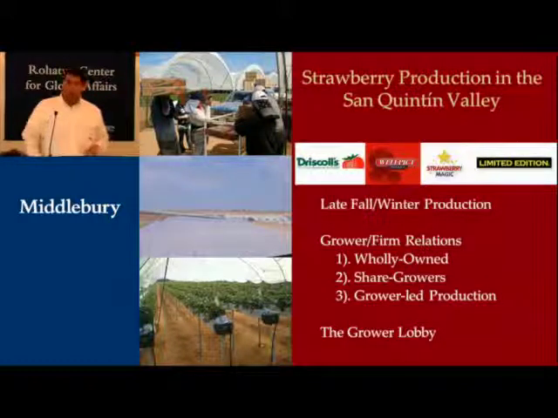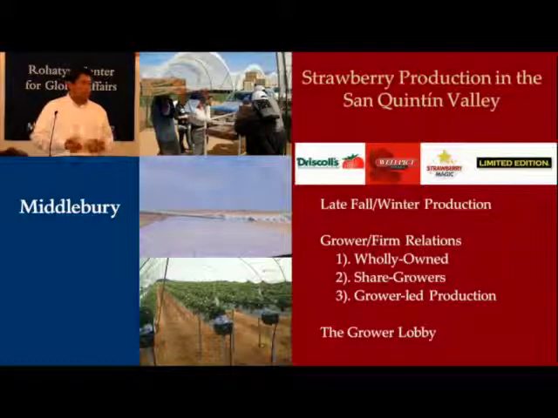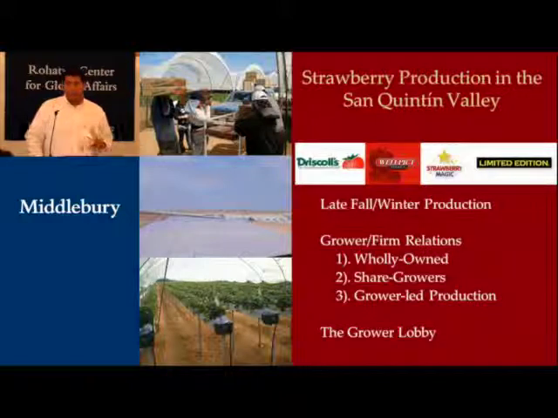Now, there are three ways in which the industry has organized itself in the region. The first is wholly owned, so firms such as Driscoll's will come in and set up the infrastructure for producing strawberries. Now, the problem with this system is that all the risk is on them. And so as we've learned through capitalism, those who control the means of production try to alleviate as much risk as possible. So wholly owned is a way of establishing a production system, but long-term, it's not feasible.